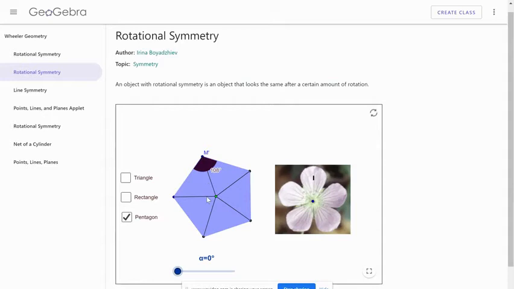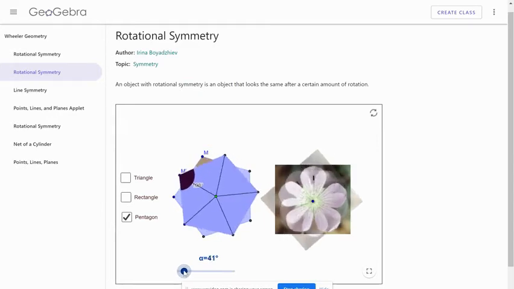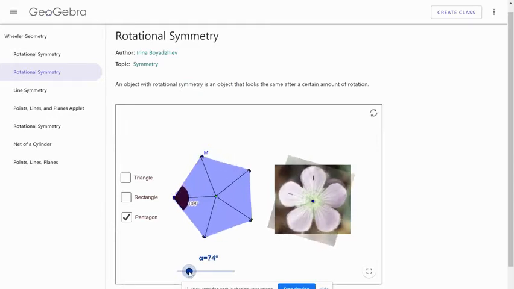So the key is to look in the center here. There are 5 angles in the center because of the 5 sides. So 360 divided by 5 is 72 degrees. So watch this. If I turn this figure 72 degrees, it looks exactly the same.